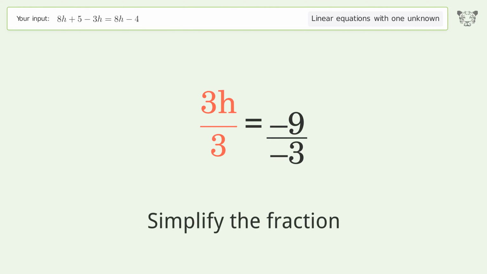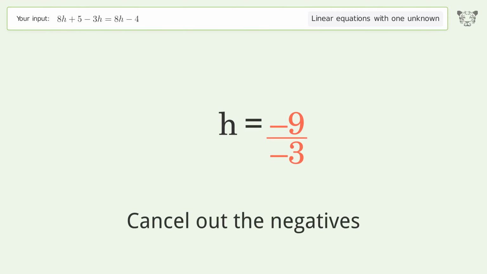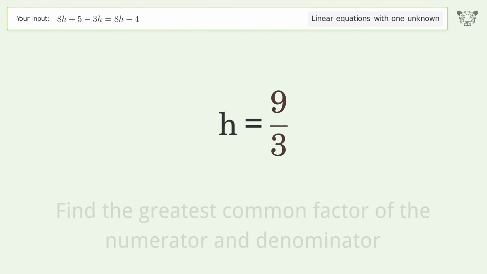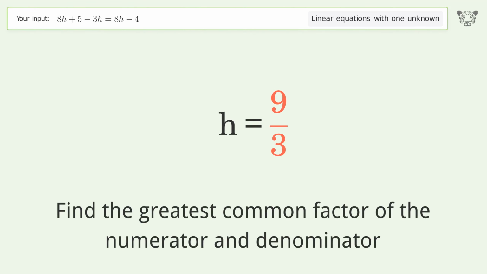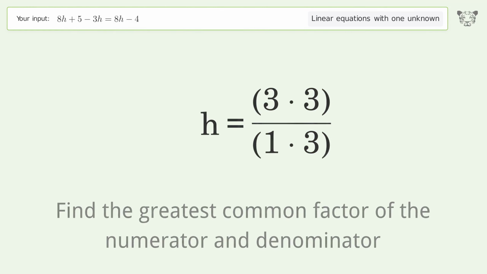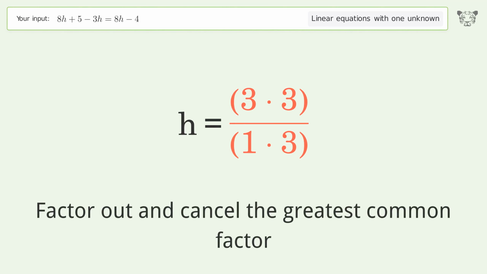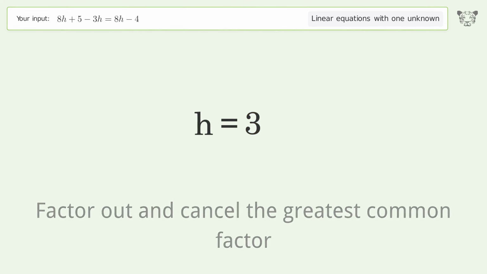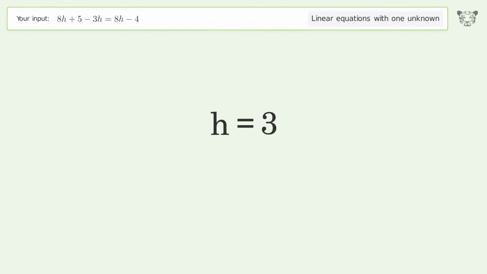Simplify the fraction. Cancel out the negatives. Find the greatest common factor of the numerator and denominator. Factor out and cancel the greatest common factor. And so the final result is h equals 3.